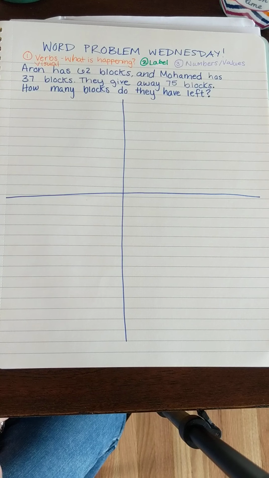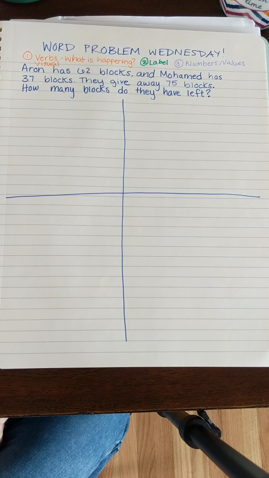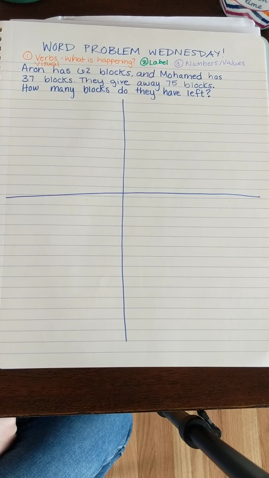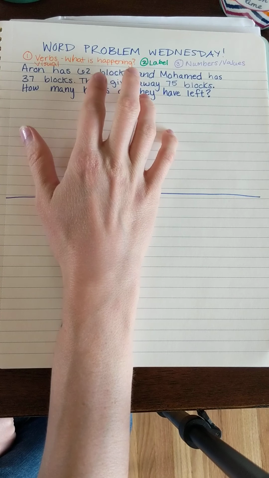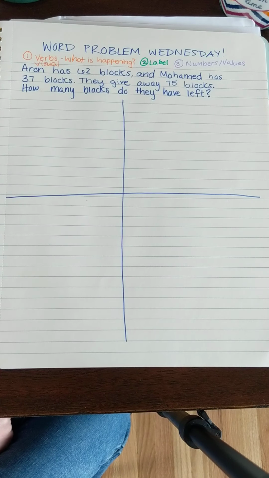Remember, we read our problem 3 times or we use cubes to make sure that we can understand the problem and label it before we start solving. And the main reason we do that is so we can decide if we need to add or subtract. So let's go ahead and do the first read.